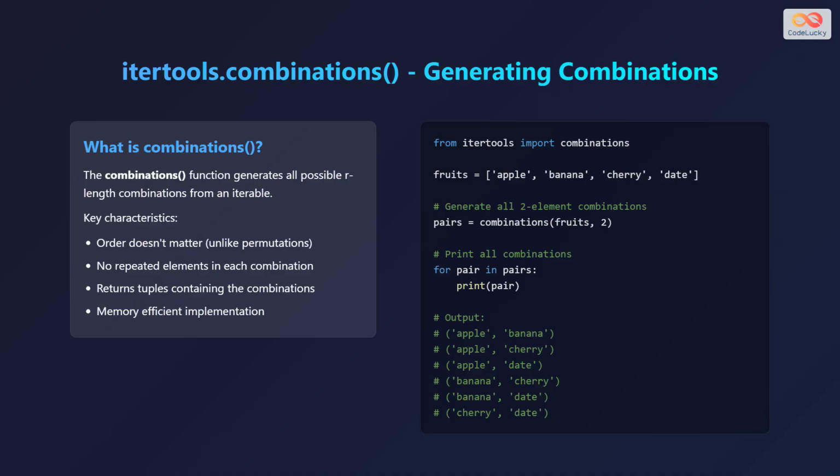Let's look at the example. We import combinations from itertools. We have a list of fruits: apple, banana, cherry, and date. The combinations function generates all 2-element combinations from the fruits list. Finally, we print all the combinations. The output consists of tuples: apple and banana, apple and cherry, apple and date, banana and cherry, banana and date, and cherry and date.